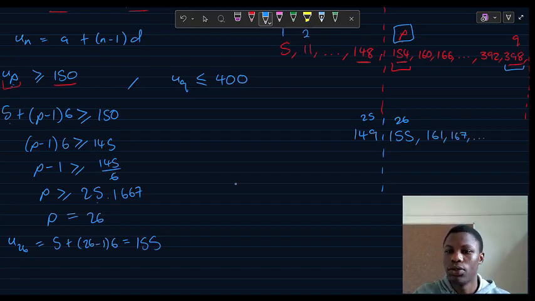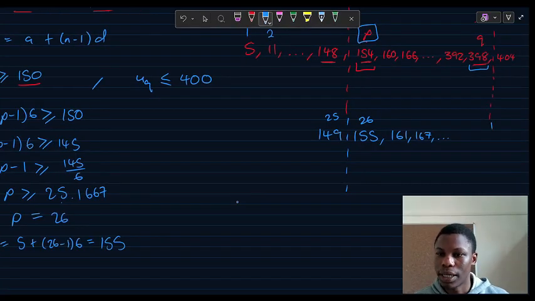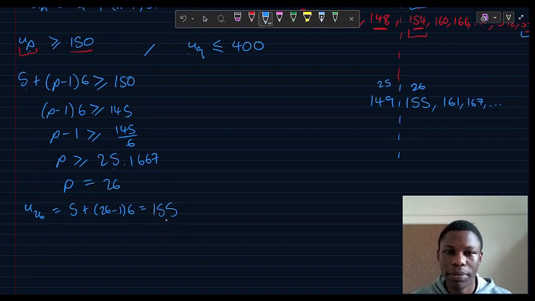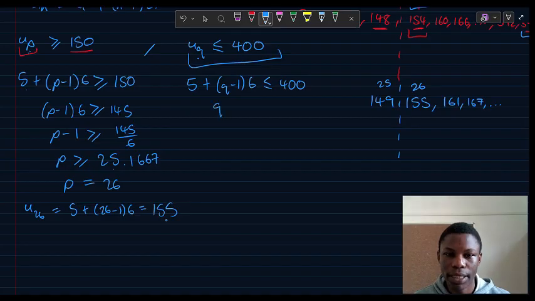And we continue. Now we need to figure out what the cutoff point is on this side, the last number that's less than 400. So we get that from saying that we want a term that's less than or equal to 400. That's going to be the same procedure, nth term formula, 5 plus q minus 1 times d, which is 6, less than or equal to 400. Subtract 5 from both sides, q minus 1 times 6 is less than or equal to 395.